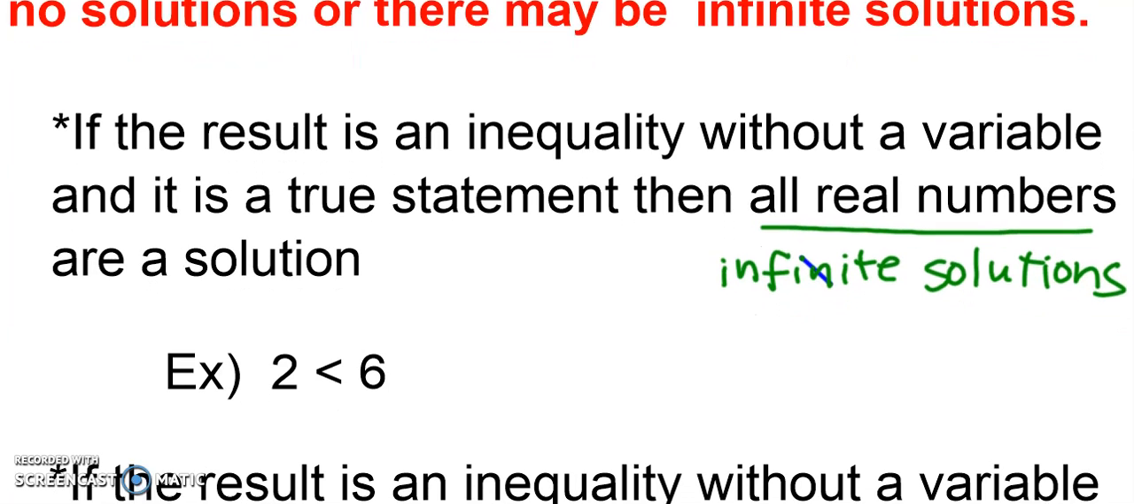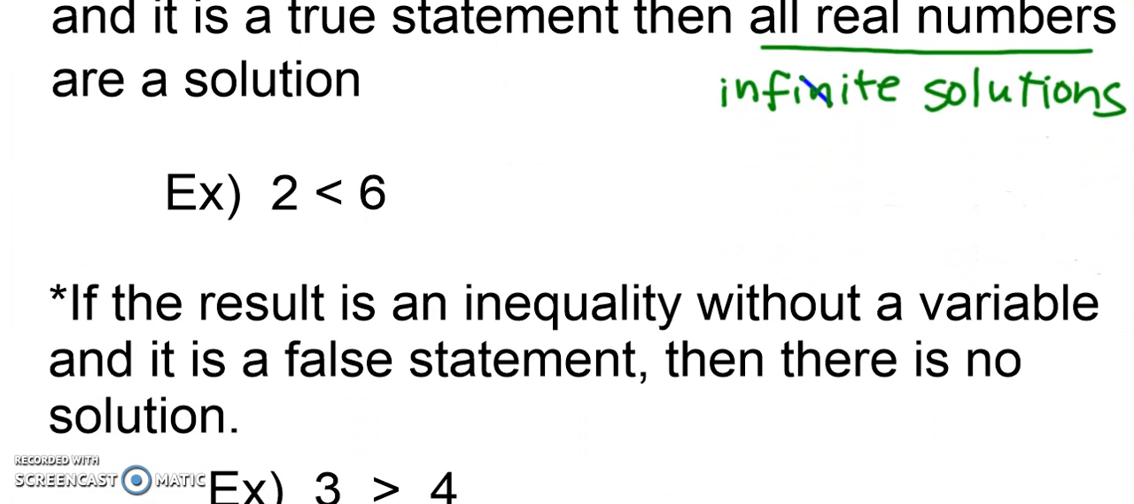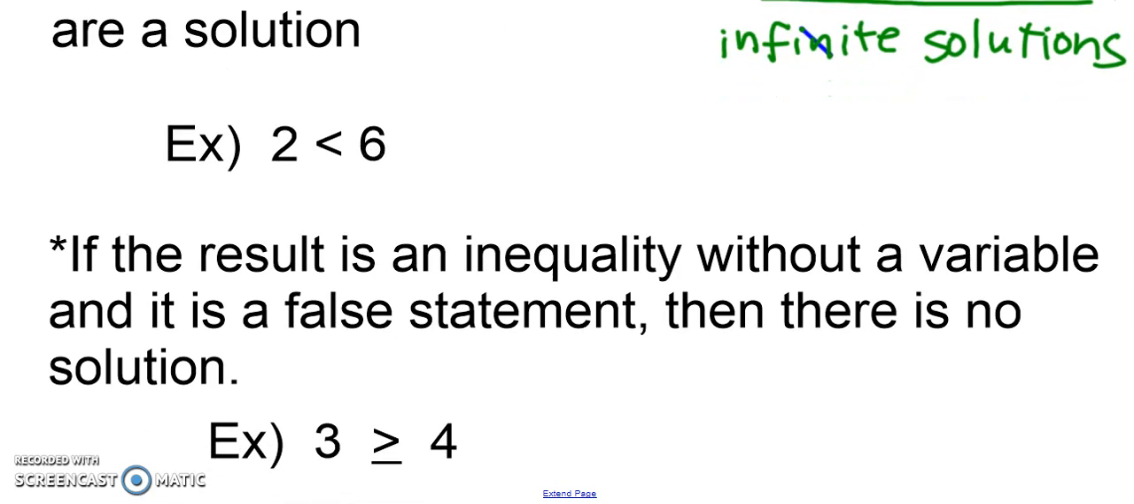In the same sense, if we get a result that is false, so something like 3 is greater than 4, or we had 5 is greater than 6 in our Desmos example, that is a false statement, and that would indicate that there is no solution.